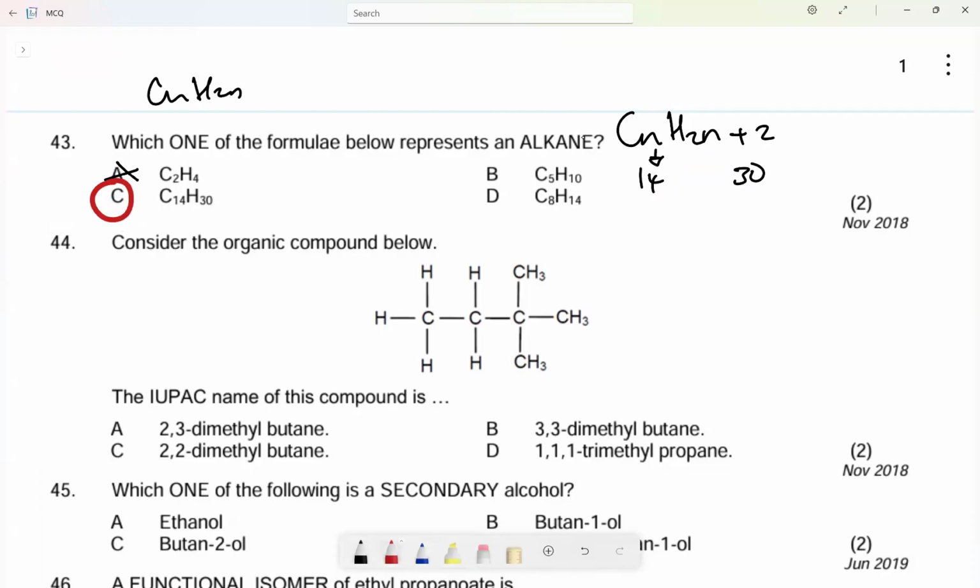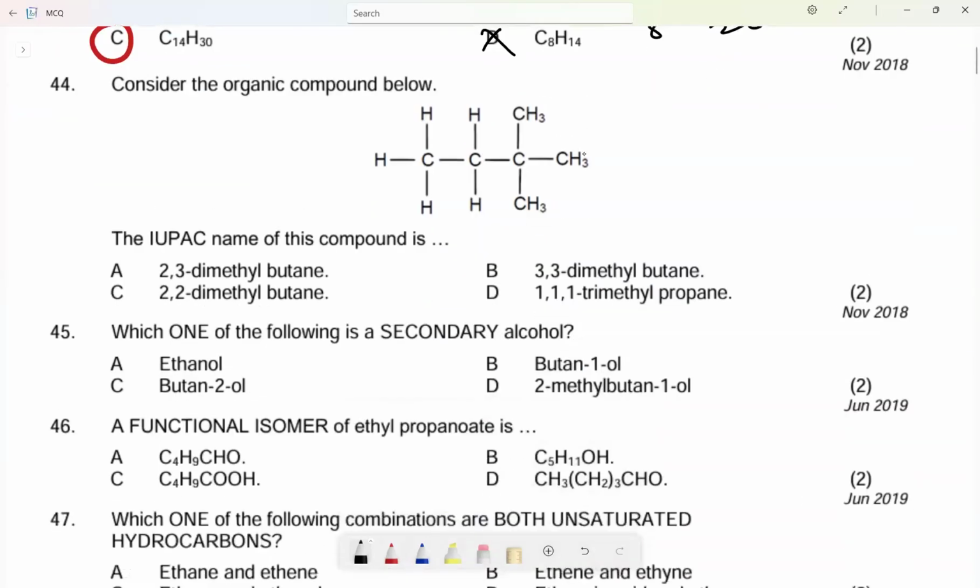Let's look at number B. C5H10, no, this is an alkene. C8H14, okay, this is an alkyne. Why? Because if I have 8 carbons here, I need double, which is 16, plus 2, then I need 20. Can you see this one is not it? So this is an alkyne. So the most correct answer is B.